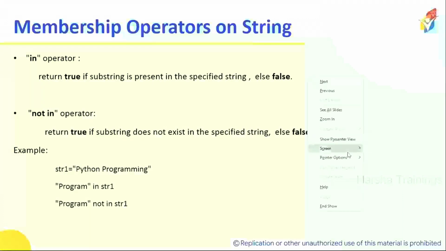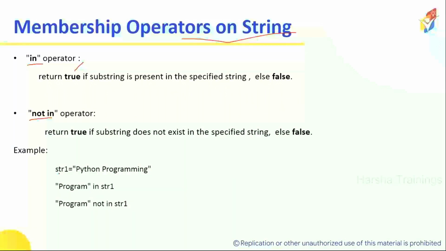Clear? Now, initially, we will start our discussion with how membership operations work with strings. In Python, there are two membership operations. The first one is in and the second one is not in. Both will return true or false.